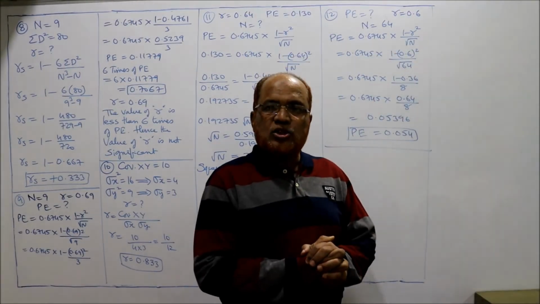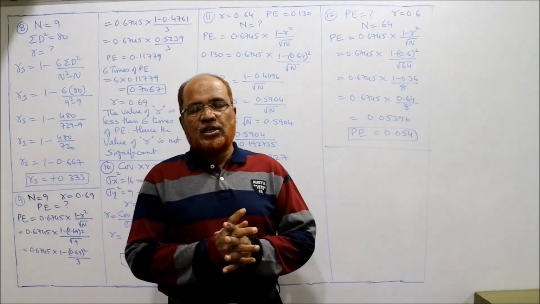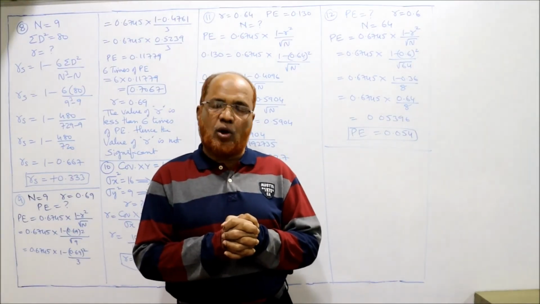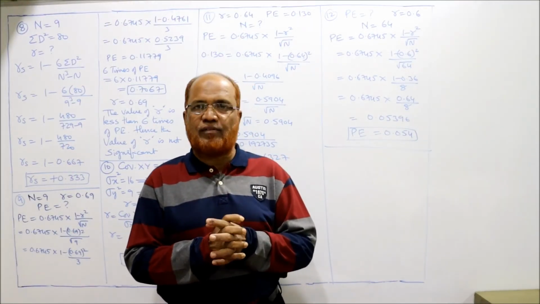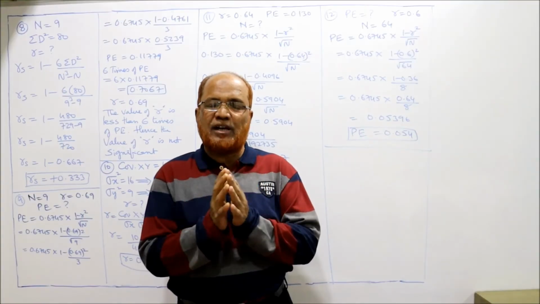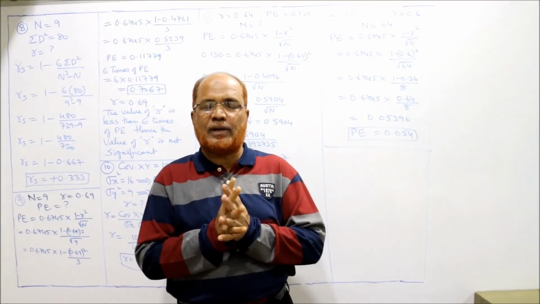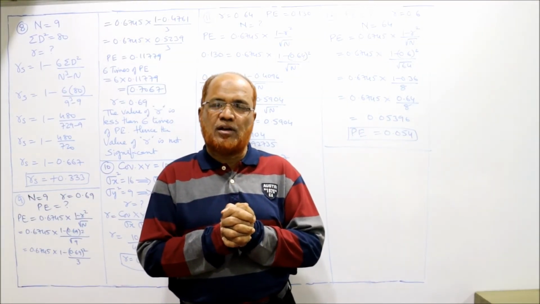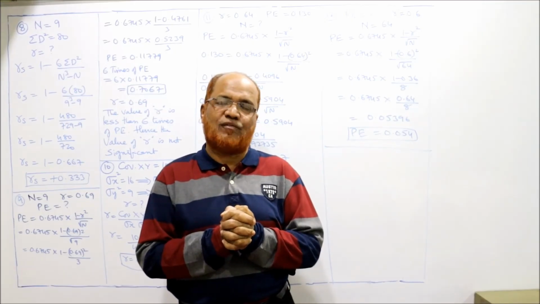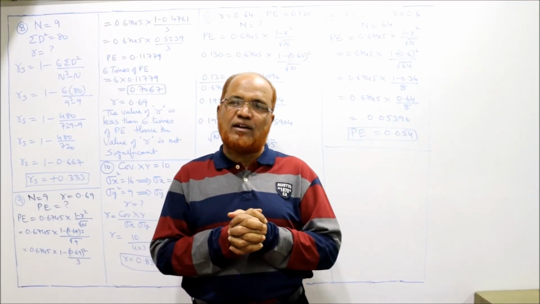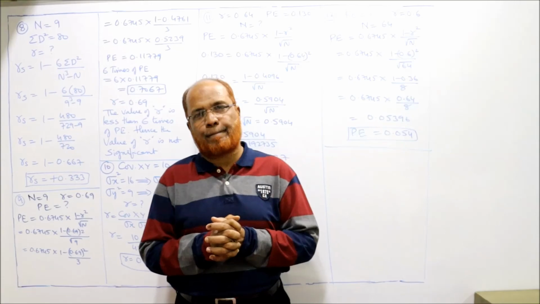We have completed all 12 problems. 24 problems we have done long problems and 12 problems we have done short. After doing so many long and short problems, I think you will get a good command on the topic of correlation coefficient. This is the last and final topic of business statistics 1.